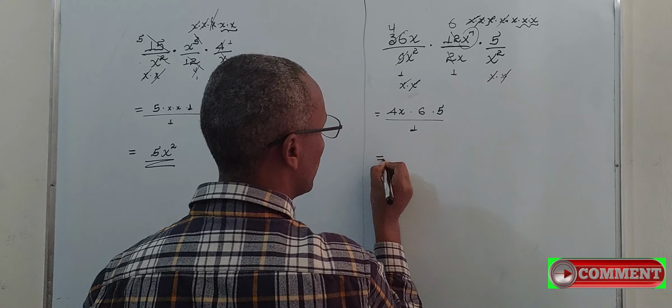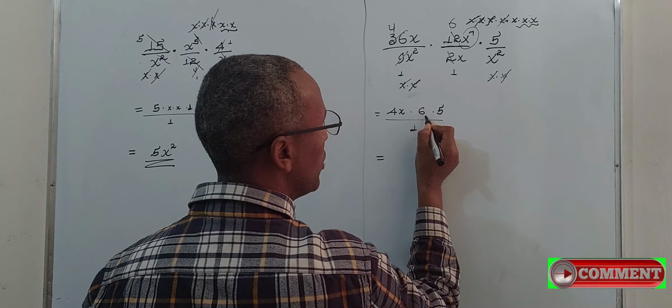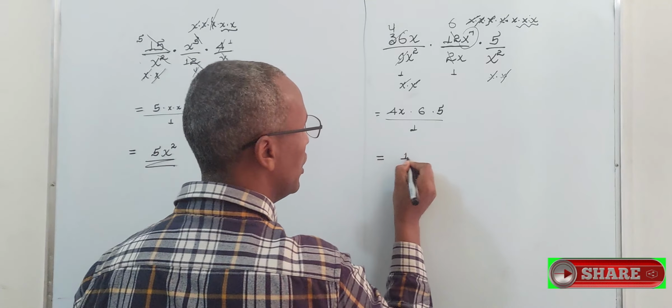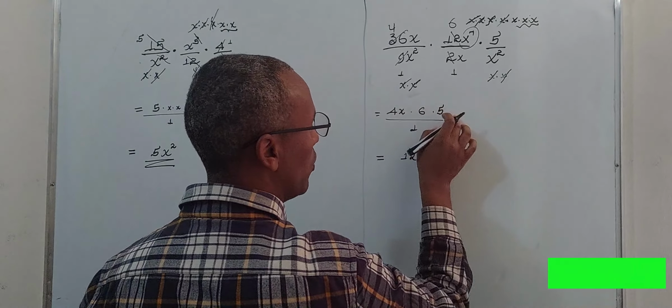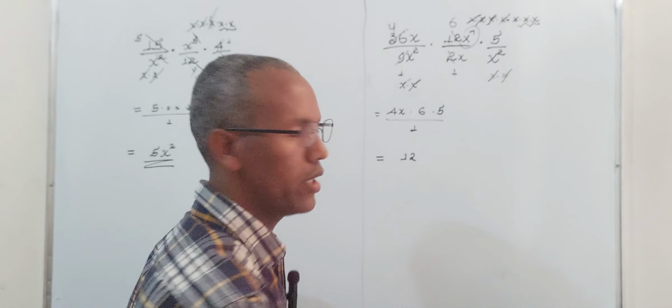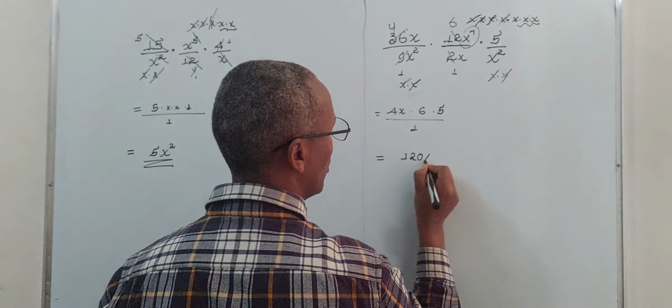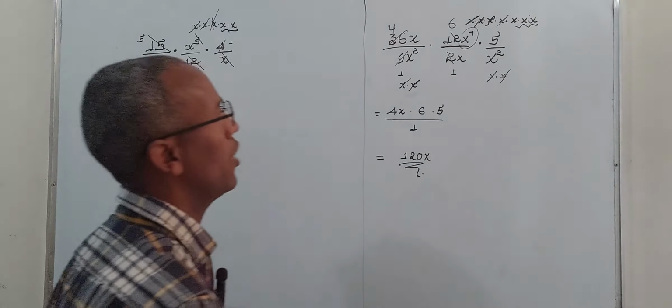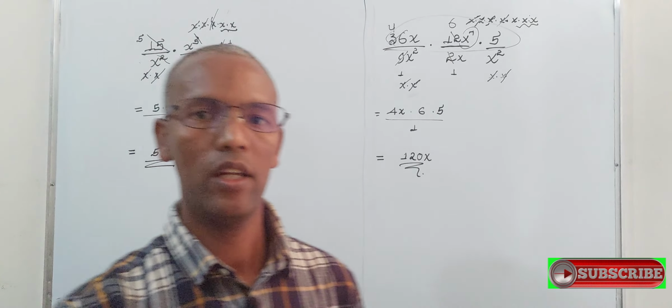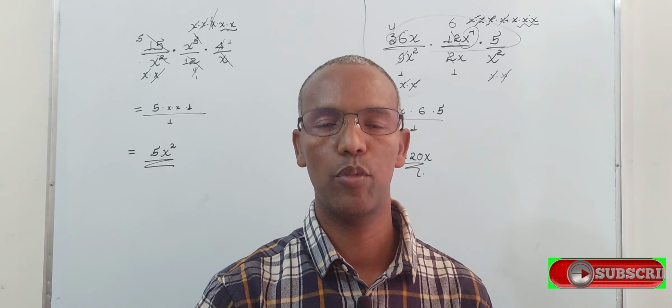Now, which is equal to, you will get 120, right? When you multiply 24 with 5, you will get 120x, okay? That is the simplified form of this question, okay? That's all about this episode.